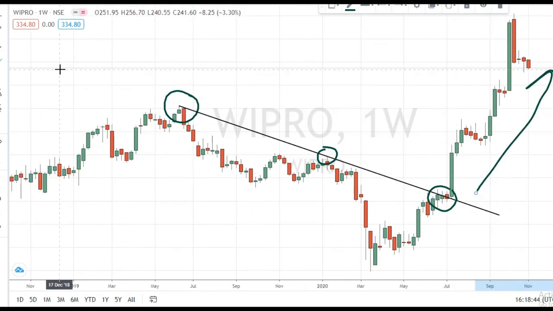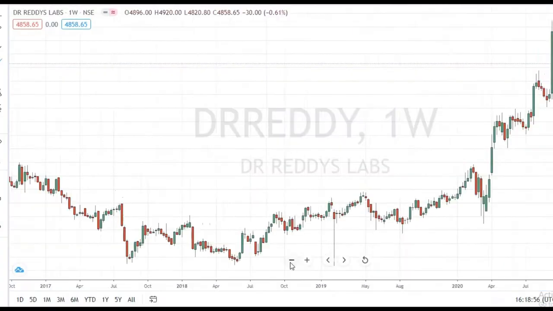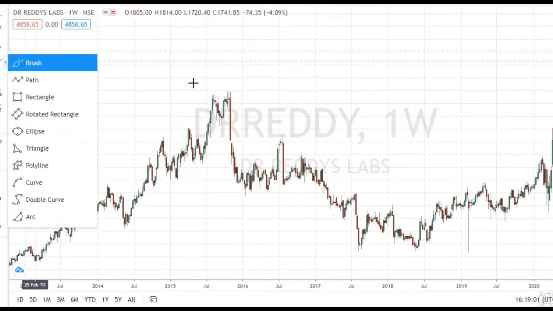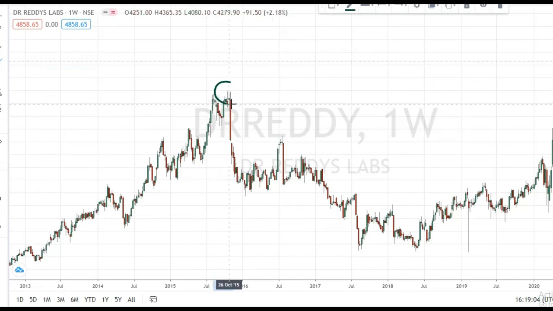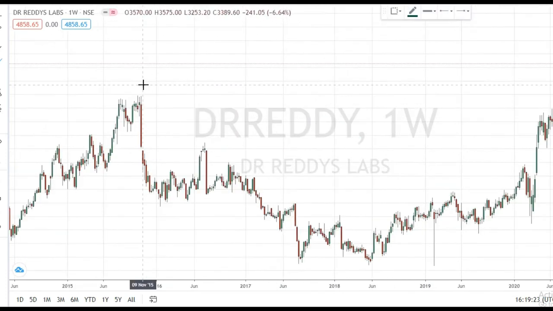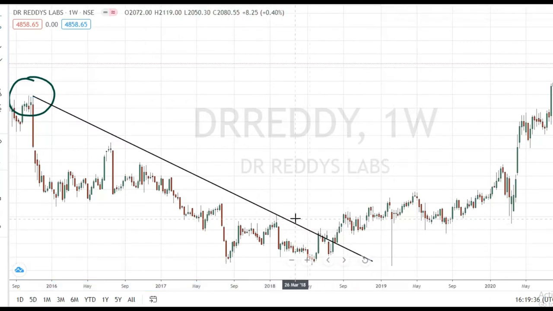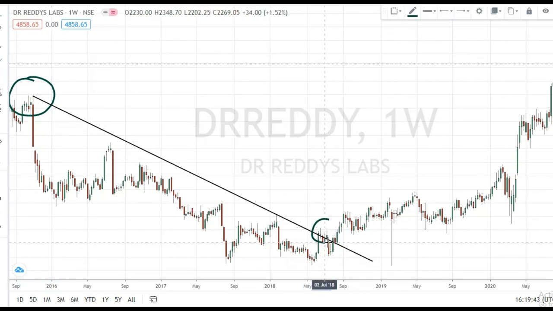Let's go ahead and check out one more chart. Let's see Dr. Reddy in the weekly time frame. Dr. Reddy's Labs. Let me zoom in and see. Okay, so this is the highest point the price had made, and from here the price had fallen down. Let's go ahead and draw a trend line here. Let me mark the highest point again. This is the highest point. This is the one downtrend line I have. But you can see the prices have gone outside the trend line here. Here in this area, the price has gone outside the trend line. Let me try and draw one more downtrend line.